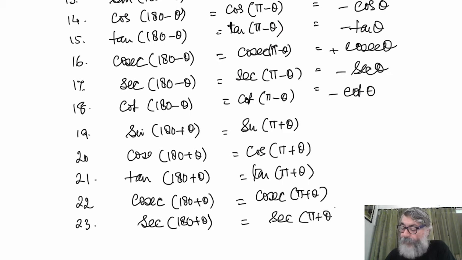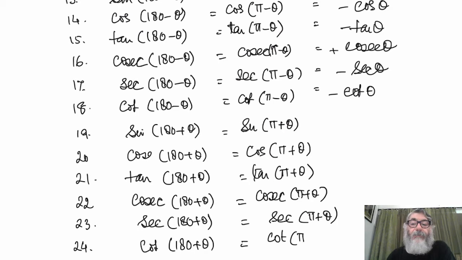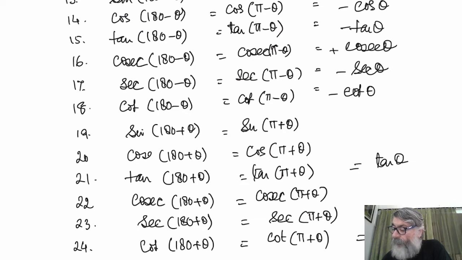Which quadrant are we going to go in? 24 is cot 180 plus theta. When I talk of pi plus theta or 180 plus theta, it is going into the third quadrant. In the third quadrant, tan and cot are only positive. Tan theta will remain tan theta and cot will remain cot theta. The rest all will become negative.